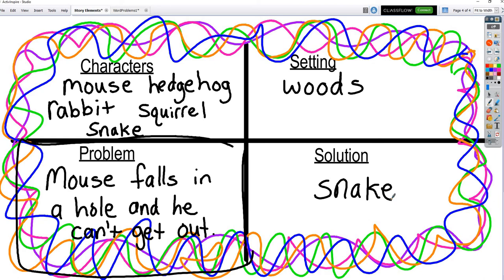But if I just write Snake, is anybody going to know what that means? Is that a complete sentence? No. So I can't just write one word. I have to write a sentence so people will understand what about snake. There we go. So what about snake? What did he do to make the problem better? Exactly.